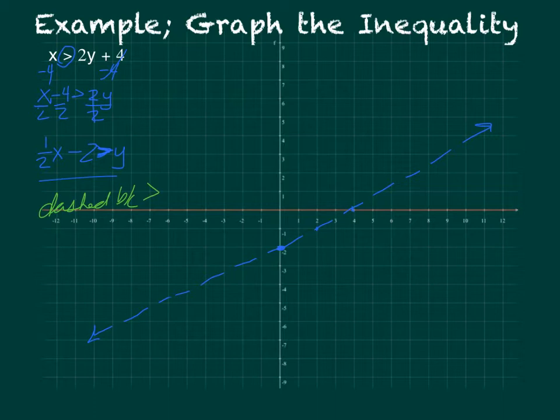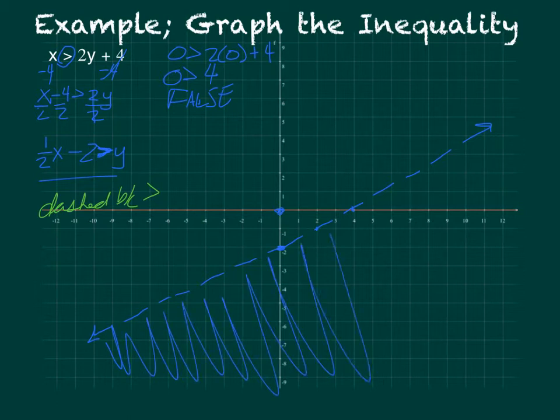So I'm going to put in my point. Looks like I can still put in the point 0, 0. So that would be 0 is greater than 2 times 0 plus 4. So that would be 0 is greater than 4, which is also clearly false. So that means I shade away from that point. So I'm going to shade down this time. So I just do my shading, and that's your final answer.